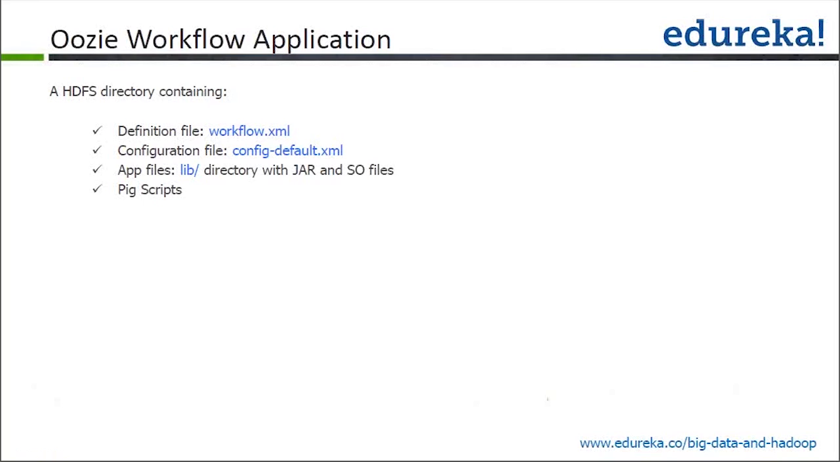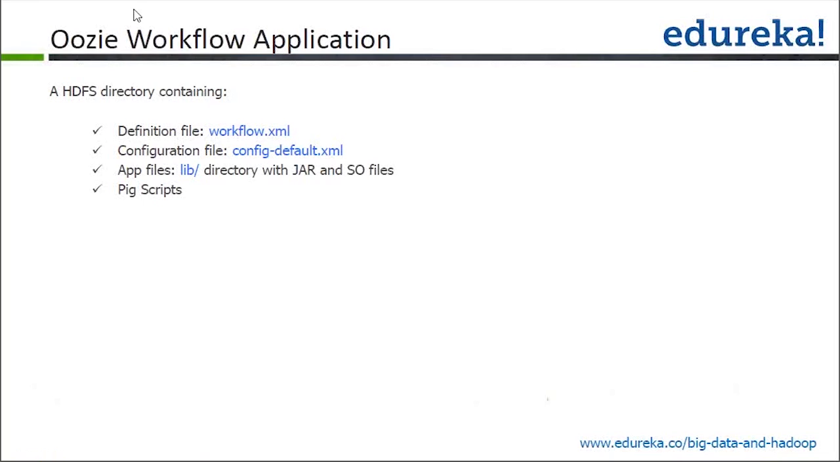Once you have all this, you move these files into the lib directory along with the jar files or any other supported files you have for your program, and any Pig, Hive, whatever script you want to run. All those things you move inside HDFS, and then you submit this job from the command line, and then it will start executing that.